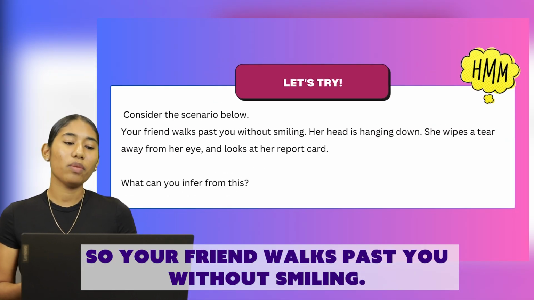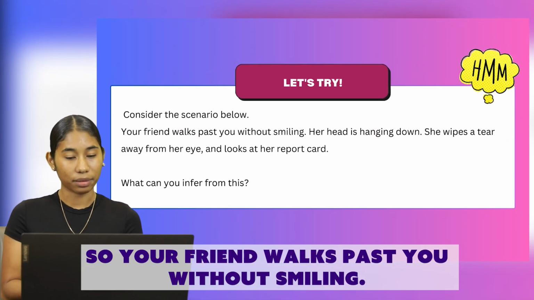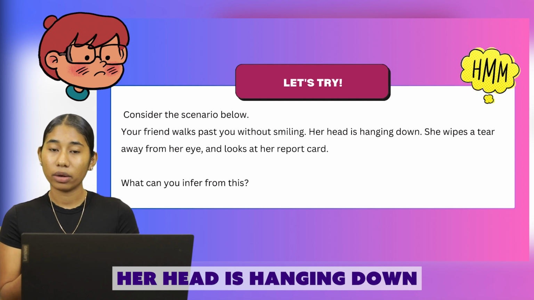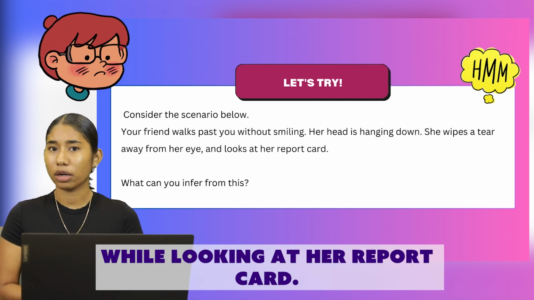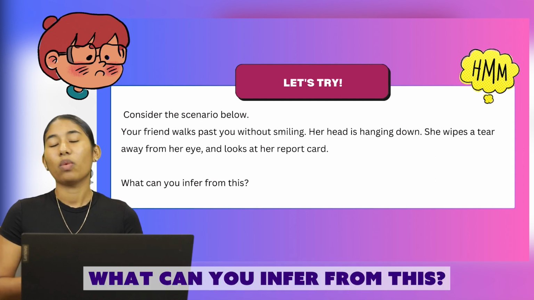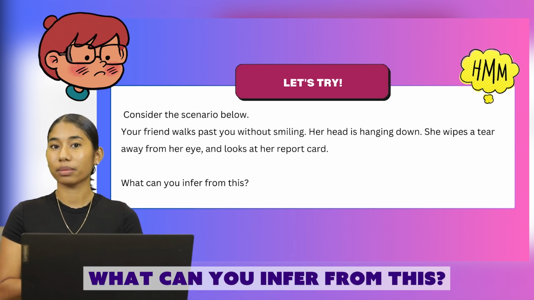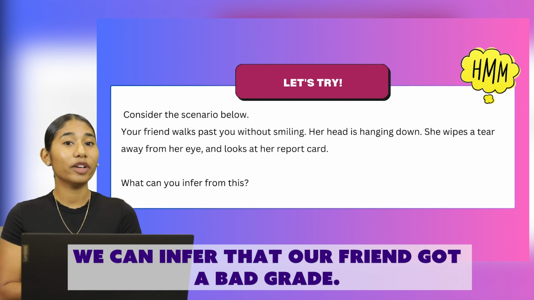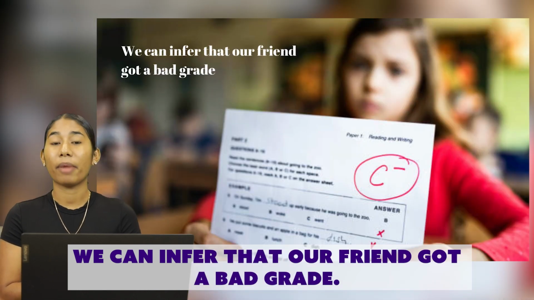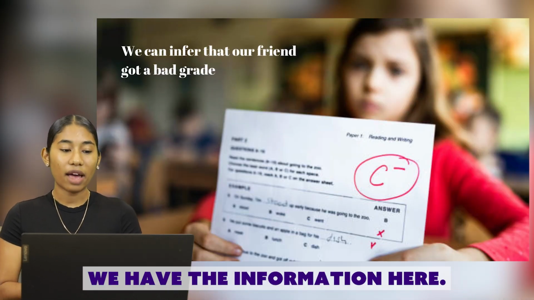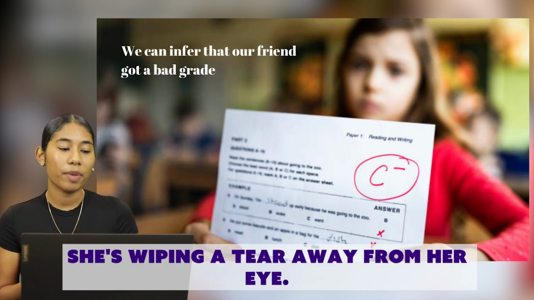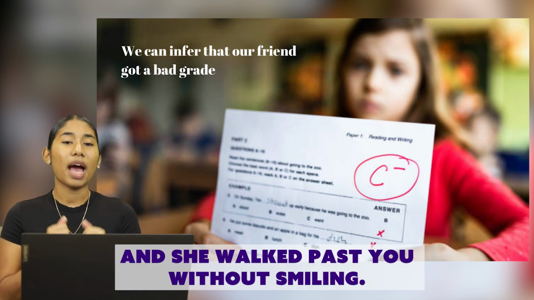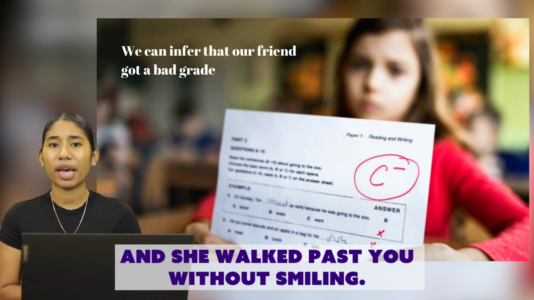So, your friend walks past you without smiling. Her head is hanging down and she wipes a tear away from her eye while looking at her report card. What can you infer from this? Well, we can infer that our friend got a bad grade. We have the information here. Her head is hanging down, she's wiping a tear away from her eye, and she walks past you without smiling.